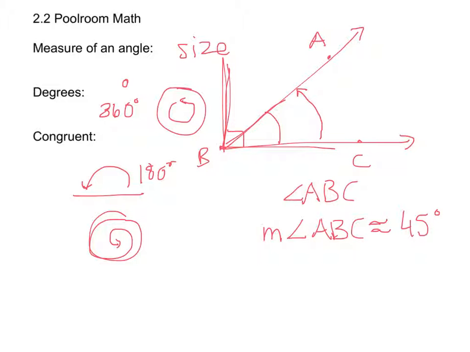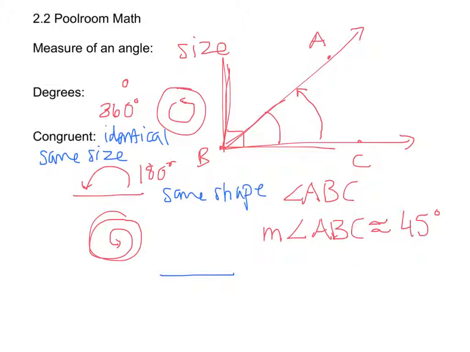And, okay, so a little unrelated, but congruent means essentially identical. It means that two objects are the same size as well as the same shape. So you can have congruent line segments, which would have to be exactly the same length. And as well as you could have congruent angles, which would have to have the same measure.